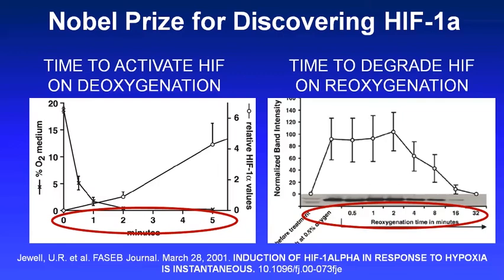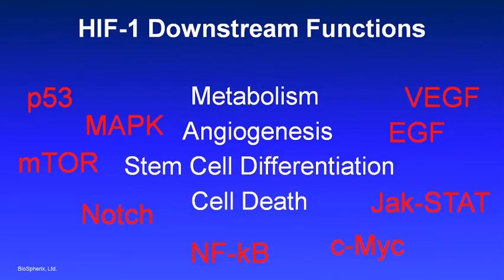And why does that matter? Because downstream of HIF1 alpha are so many signal transduction pathways and cell functions that are absolutely critical to the cells that we're taking care of in our cell processing. We're talking about cell metabolism, we're talking about cell division, cell differentiation, cell death. We're talking about mTOR, Notch, VEGF, JAK-STAT. All of these are critical to the function that we want these cells to carry out for us and for our patients after they leave our care.